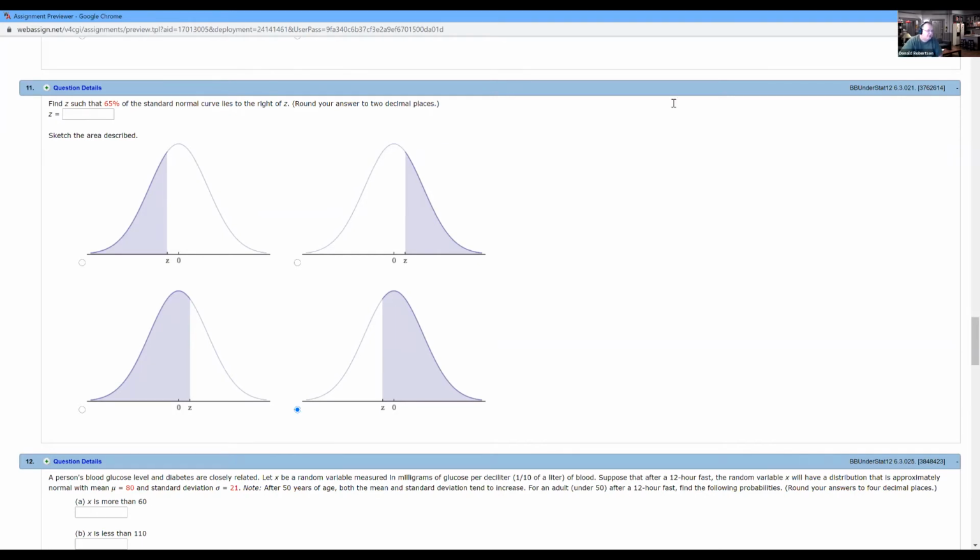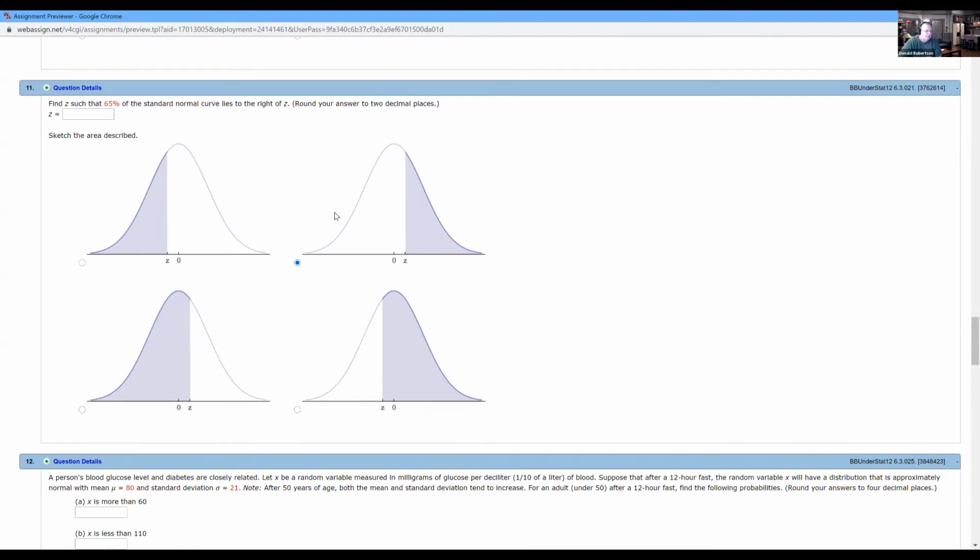Now, let's change that question. Pretend for a minute they'd said 45%. So they wanted a Z such that 45% would be to the right. Wouldn't it still be these two pictures? But wouldn't 45% be that one for a similar kind of argument? So there's a lot of nuance there.